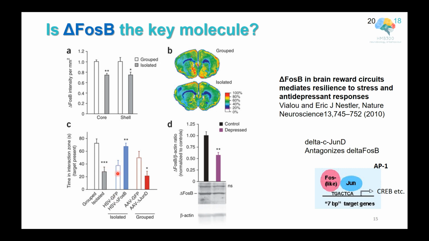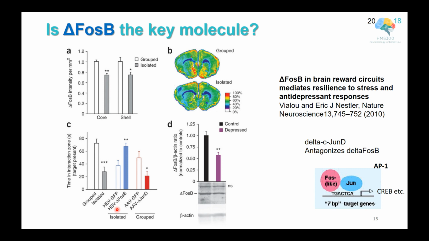They still don't interact. Good? Good. Okay. But here's the real kicker. The real kicker is this one here. In this HSV delta FosB, we use the same viral vector, HSV, and now we are overexpressing, or we are expressing, delta FosB.